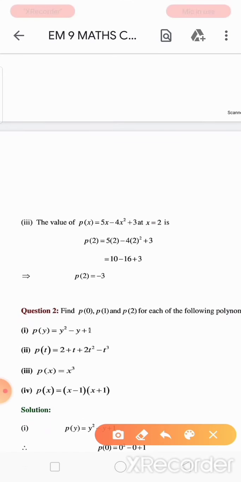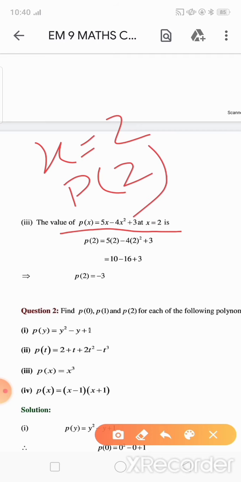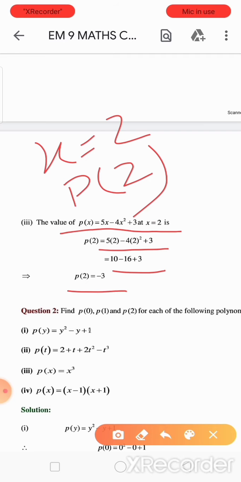For x equal to 2, we write our polynomial and find the value at x equal to 2. Then for x equal to 2, our polynomial is p of 2 is equal to, substituting x value 2, 2 minus 4 into 2 whole square plus 3. Simplifying this step, we get 10 minus 16 plus 3, and adding and subtracting we get the value of p of 2 is equal to minus 3. So the value of polynomial at x equal to 2 is minus 3.